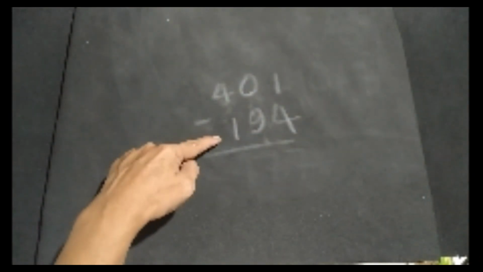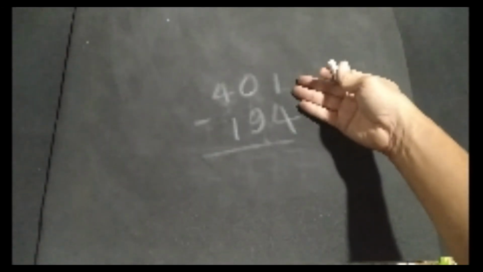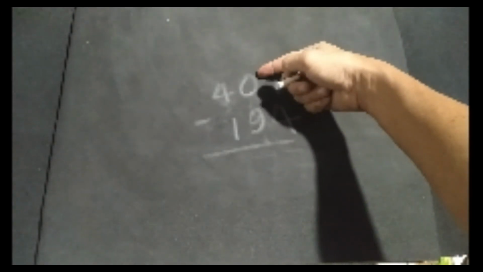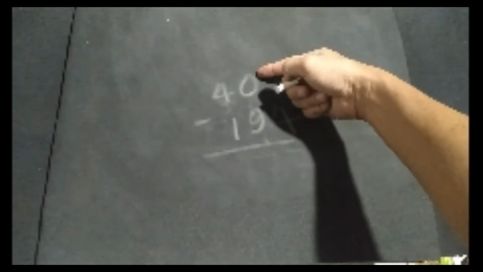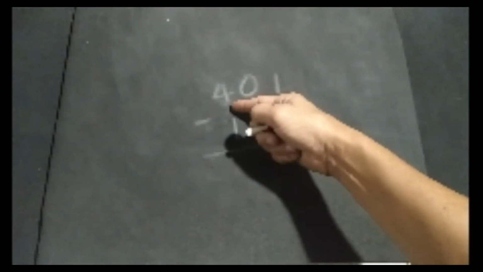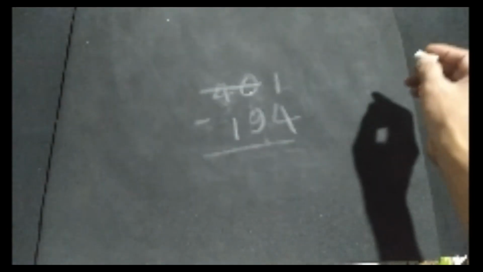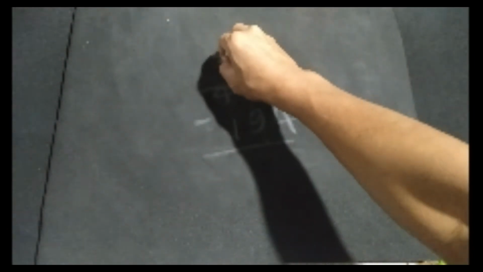We have 401 minus 194. We start subtract from the unit. 1 is smaller than 4, so we borrow 1 from 0. 0, we cannot borrow from that. So we borrow from 40, okay? We cross out number 40. Borrow 1, so we have 39 left.